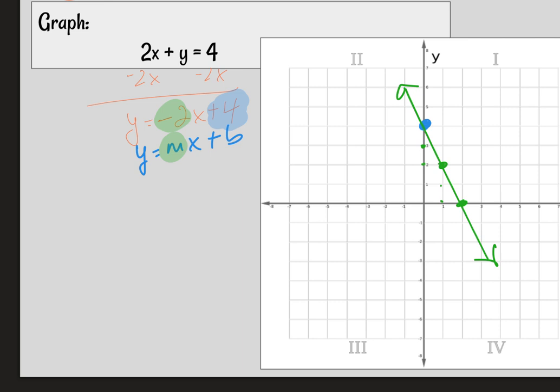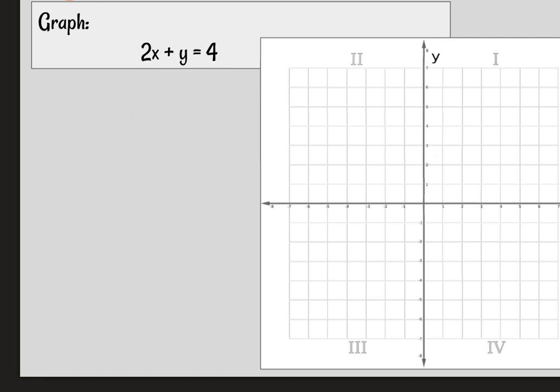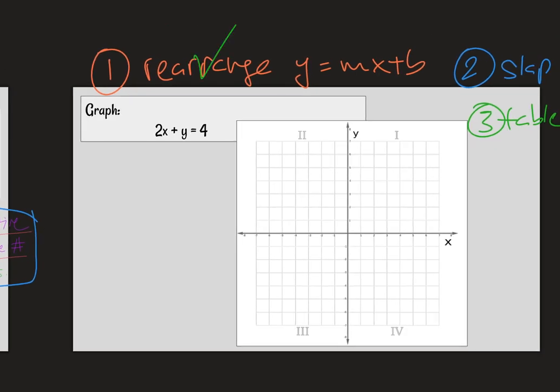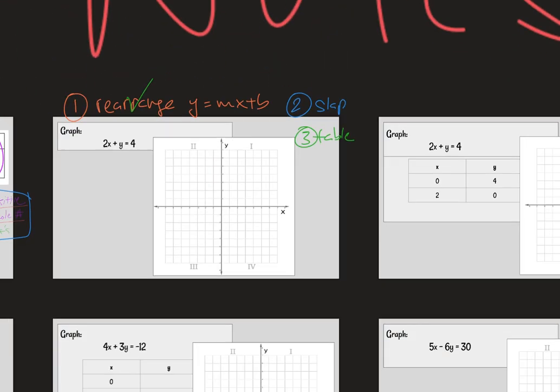So if you're wondering, well, then why the heck would we learn standard form? I almost said slope-intercept form because that's what that is. Well, I'm glad you asked. Let's erase all this. If I can, here we go. Let's erase it. So what you can do, like I said, rearrange it. Check, we did that. Let's talk about the slap and the table.